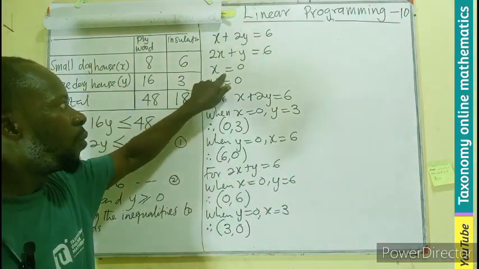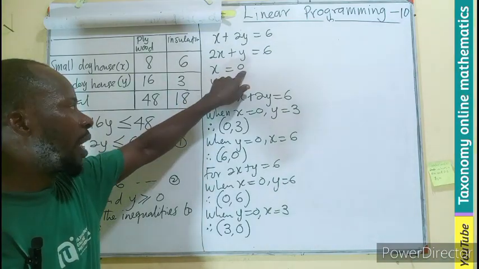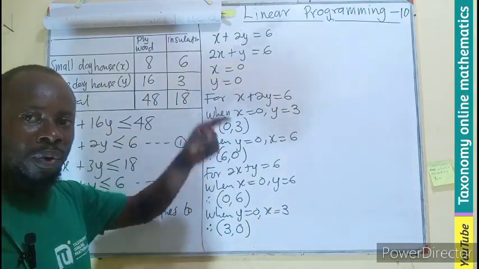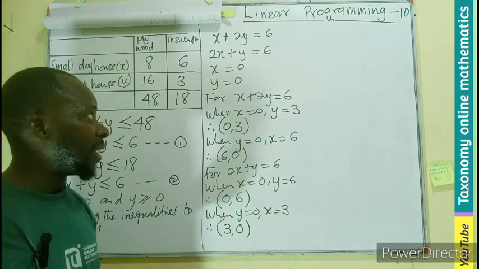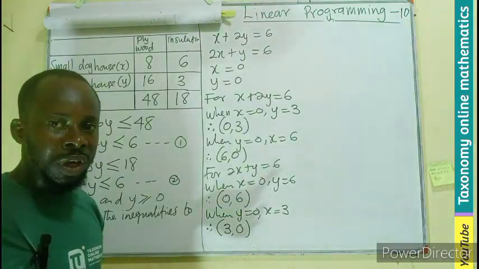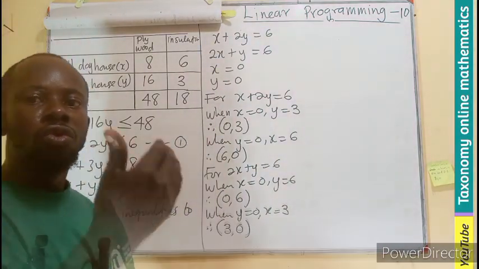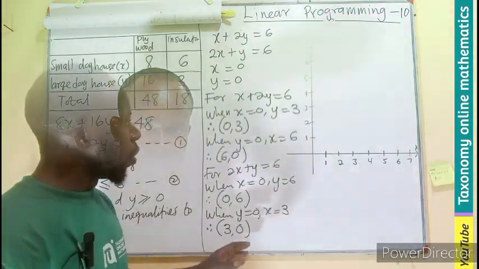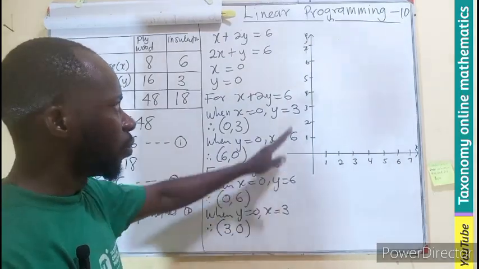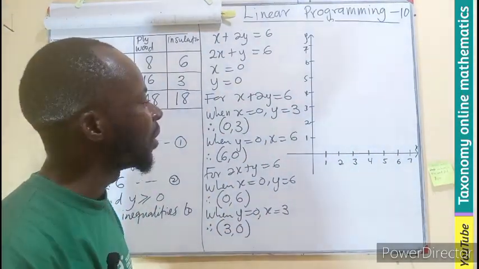Don't forget, here will be the origin, so 0, 0. We locate the 0 on the x-axis and the y-axis and draw a line through it. Alright, now we are going to use these points to draw our graph. Because we do not have any negative values, we can have our graph in this direction.